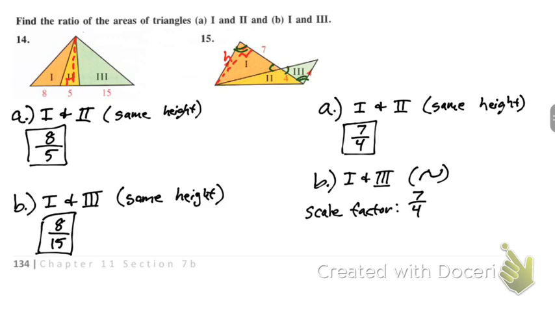Is that my area ratio, though? Grant, what do I have to do to get my area ratio? Square both. Similar triangles mean I'm squaring my scale factor. So our area ratio is going to be 49 over 16.